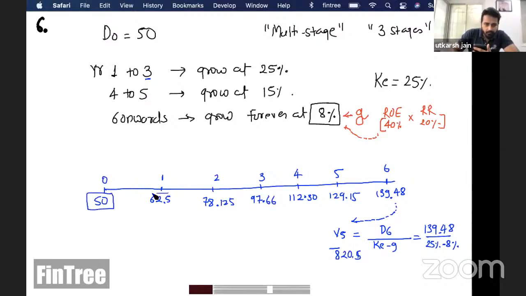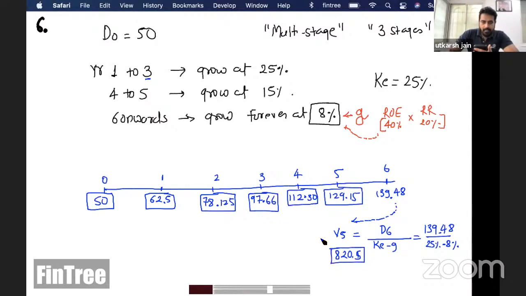Now, how many cash flows am I looking at? Let me put some boxes around them. Do you think I should take 50 as a discounted cash flow, or do you think I should consider 50 while doing the math?